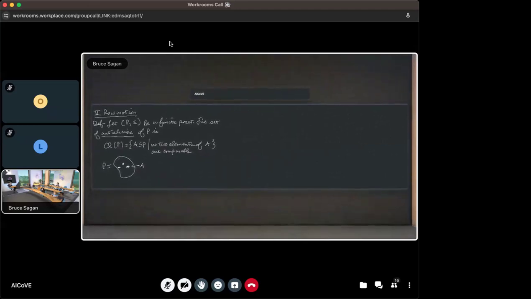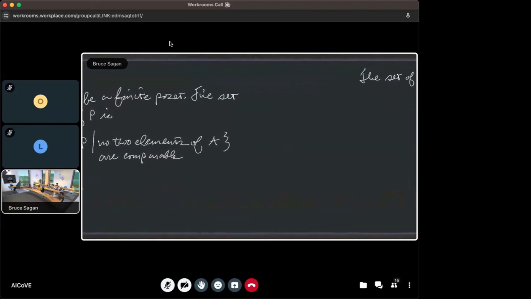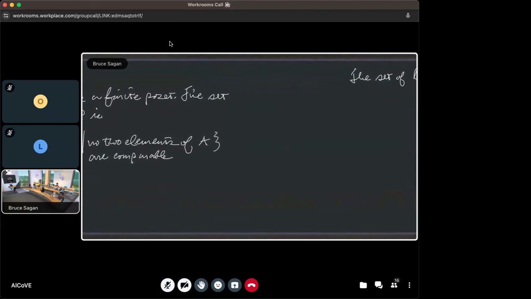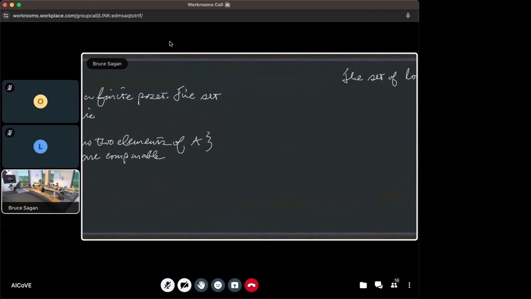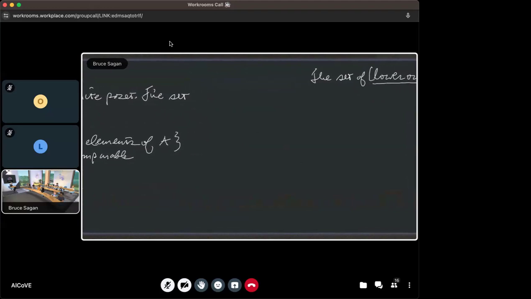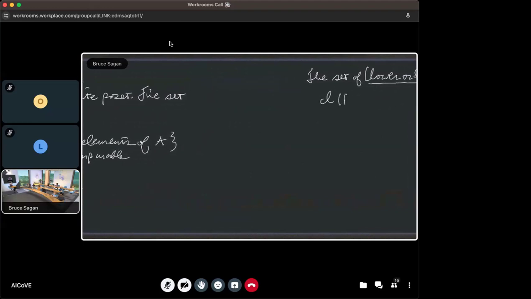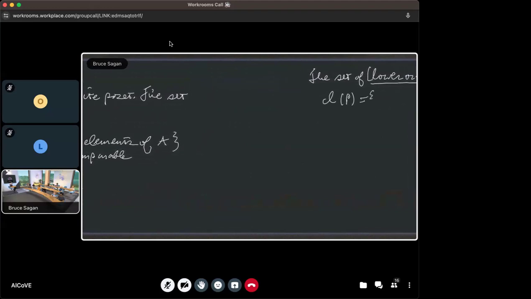Okay, another standard concept is order ideals. So the set of lower order ideals. I will often leave out lower or order and just say ideal. So if I say ideal, I mean a lower order ideal. I'm going to denote that by script I of P. So that's going to be the ideals in P.